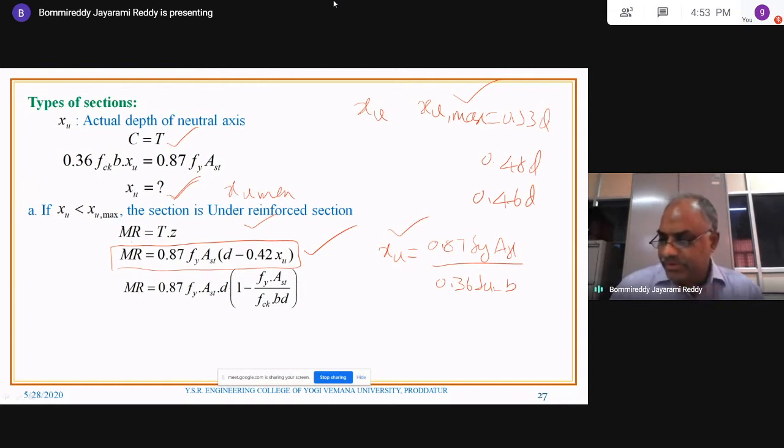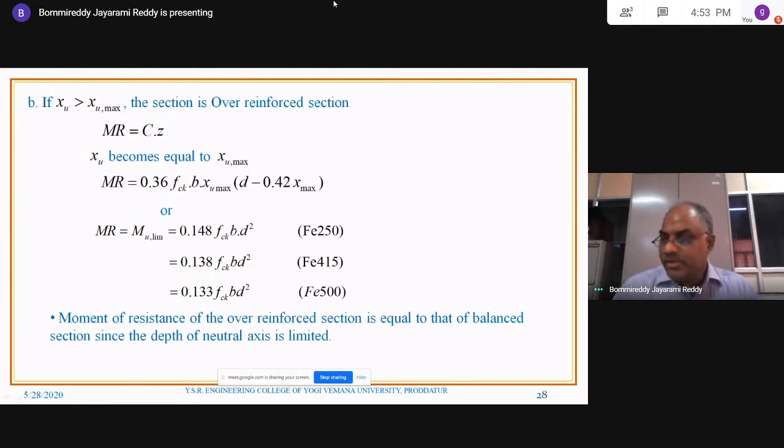So in the examination, the question may be, what is the depth of neutral axis? Or another question, what is the type of section, whether it is under reinforced or over reinforced? Another question, what is the moment carrying capacity of the section? So these are the three possible questions.